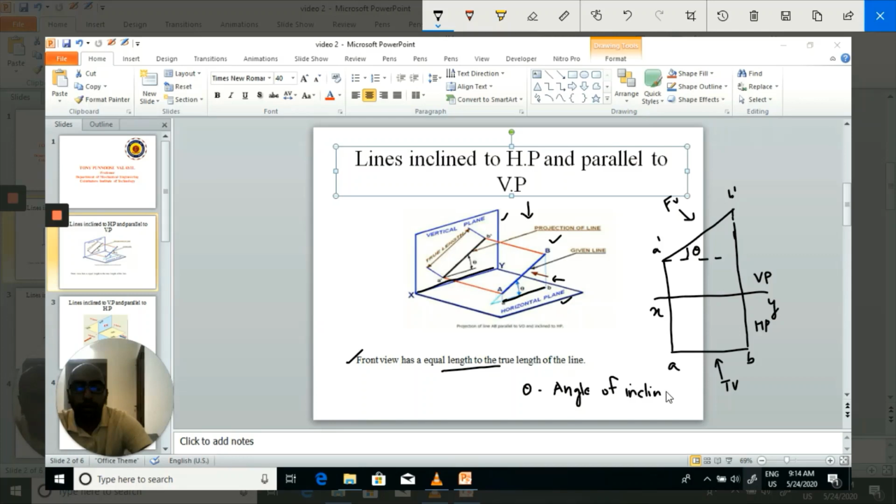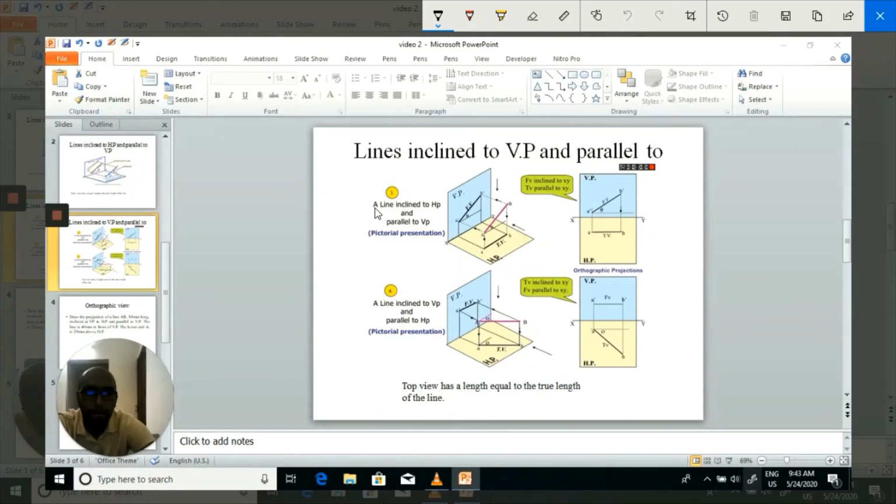So this is the first type of inclination: a line inclined to HP and parallel to VP. The AB line is inclined to HP and it is parallel to VP. So you can see the front view is parallel. Then here you can see the orthographic view.